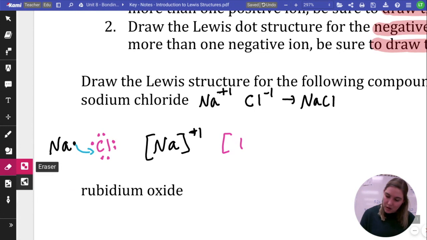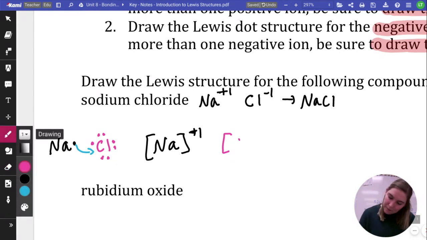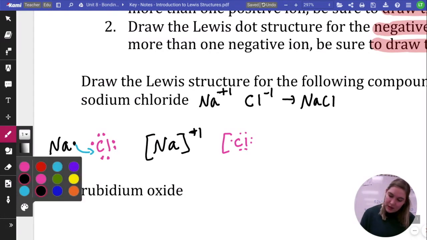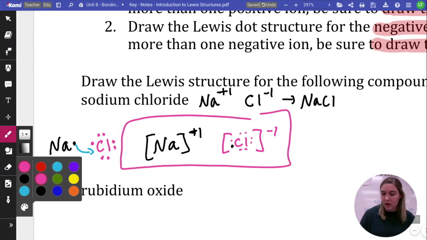Let me space that out a little more. So it's gained sodium's electron, so now chlorine has a negative 1 charge. And this would be our Lewis structure here. That's all we have to draw. So that's why we have those structures and those positives and negatives. It's because of that transfer of electrons. So now we're just going to look at how to draw them without those.